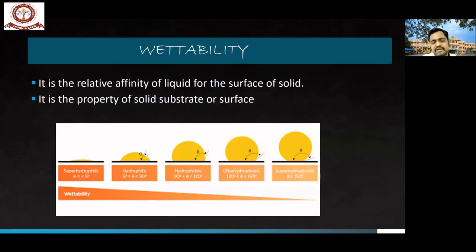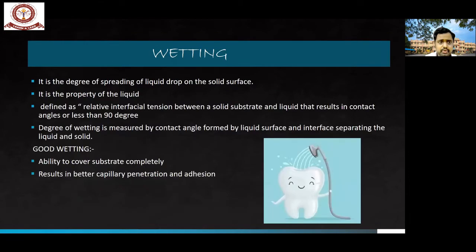Next is wettability. Wettability is the relative affinity of a liquid over the surface of a solid. It depends on multiple factors like viscosity of the liquid, wetting, and contact angle. So what is wetting? Wetting is the degree of spreading of a liquid drop on the solid surface. It is the interfacial tension between a solid substrate and liquid, which results in something called the contact angle. Wetting is interfacial tension, whereas contact angle is the angle formed between the adhesive and the substrate.